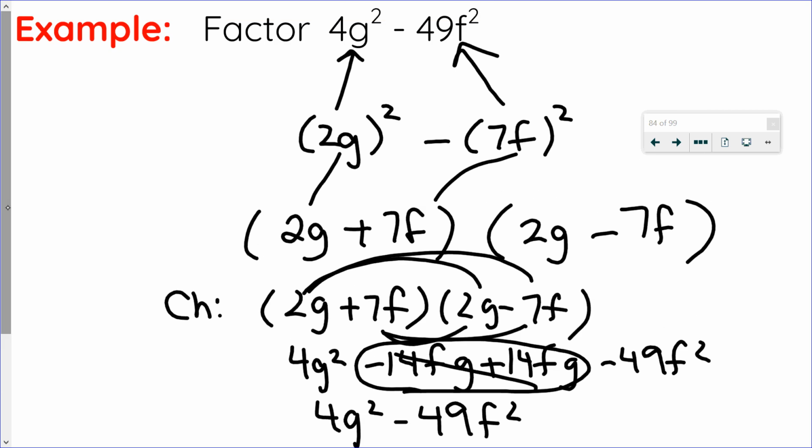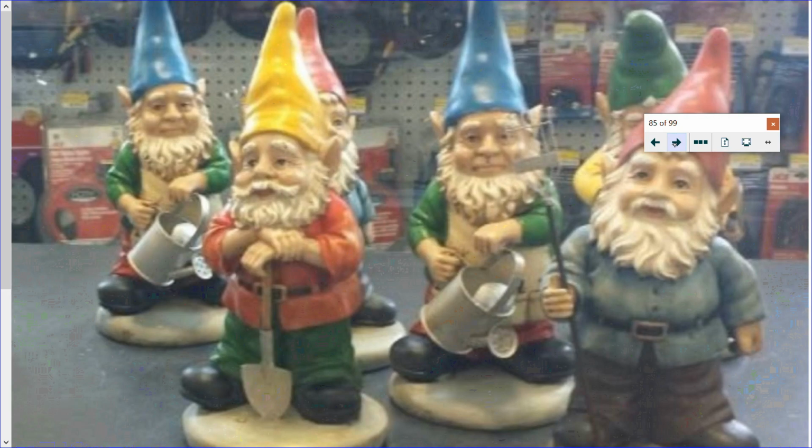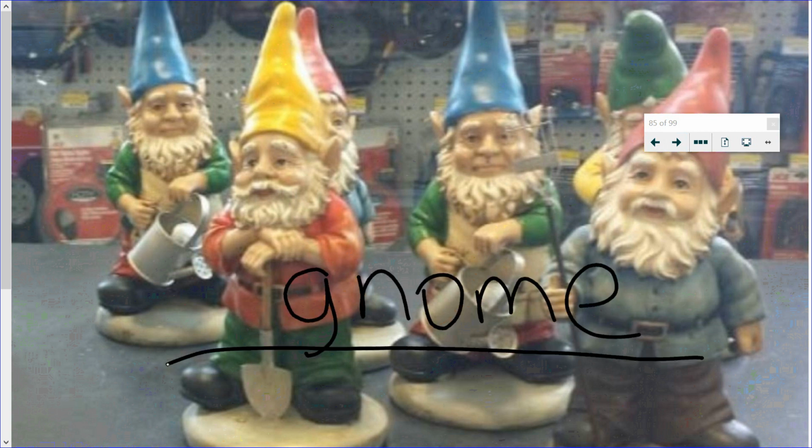So this concludes our factoring of polynomials, our special polynomials, our GCFs, our trinomials where a is 1, trinomials where a is not 1. It is time to say goodbye to our polynomials. Polynomials, yes, these are all polynomials, yes. Goodbye, polynomials. You've served us well.